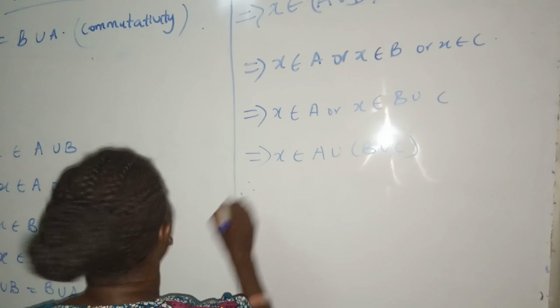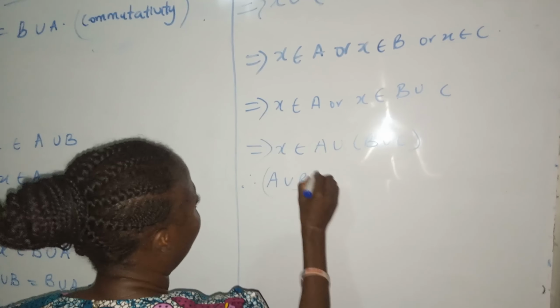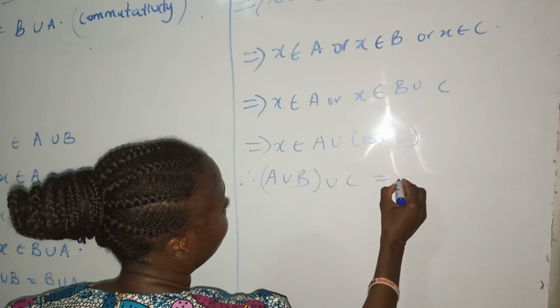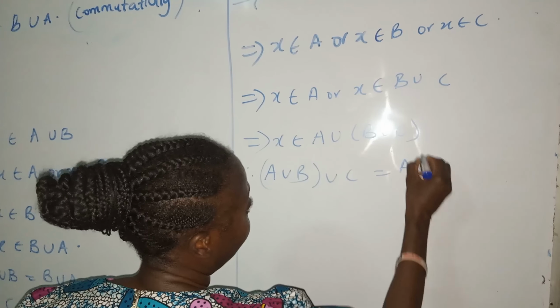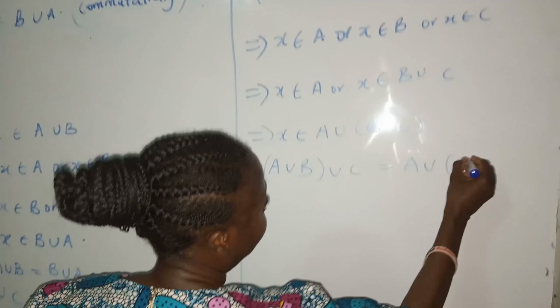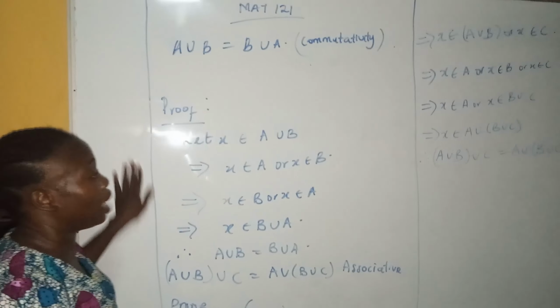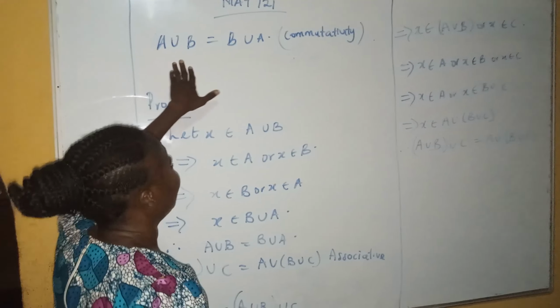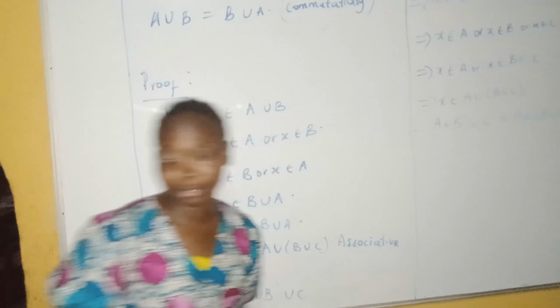Therefore, A union B union C is equal to A union B union C. With the proof, we have been able to see that the union of sets is commutative and at the same time is associative.